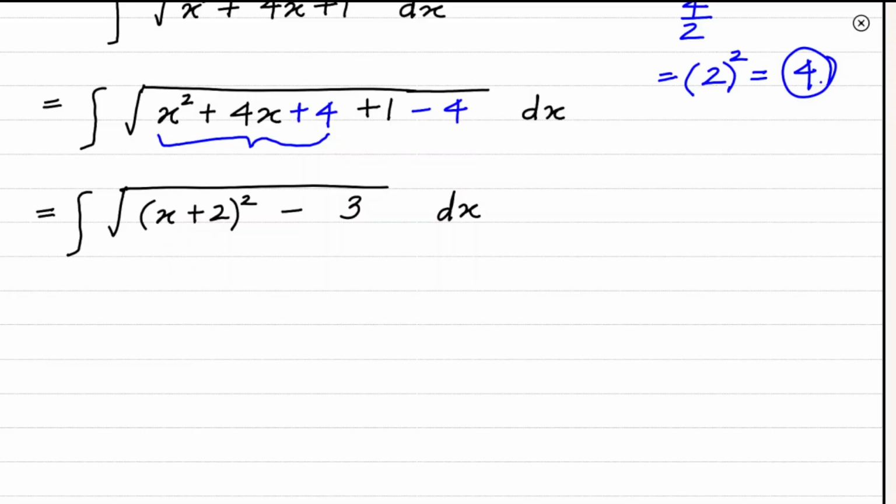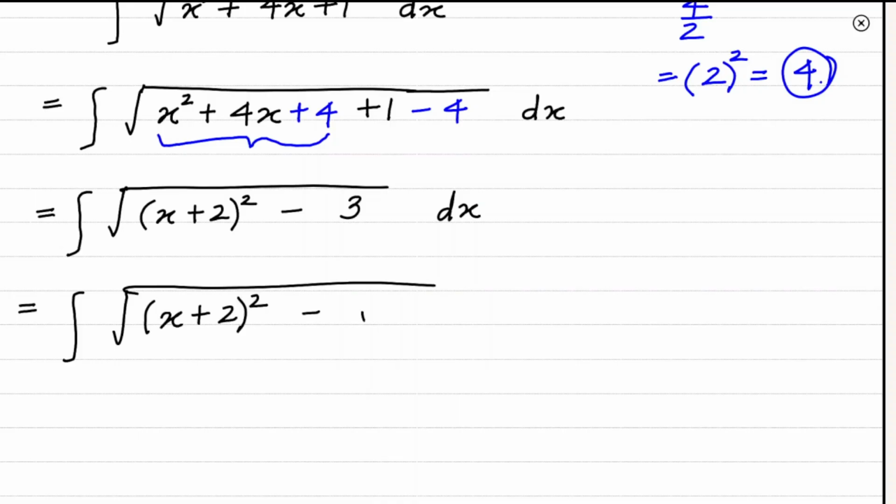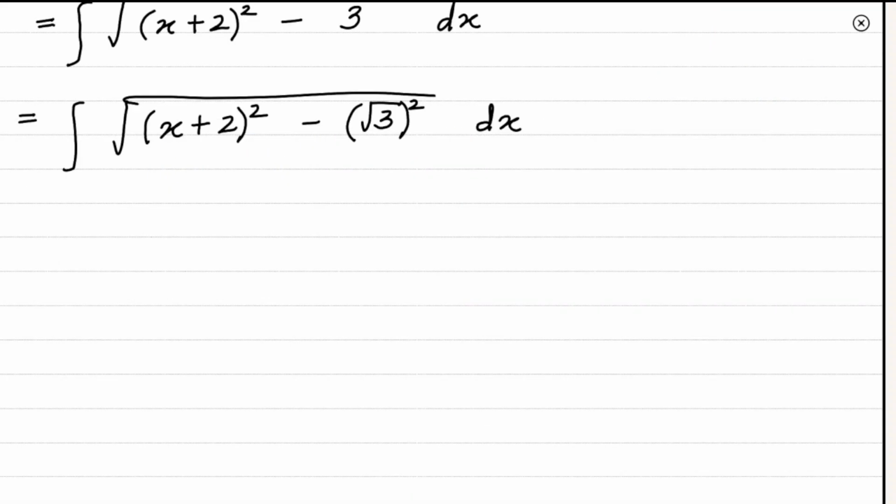After doing this, you can apply the formula. First of all, this 3 can be written as square root of 3 square. So we have the integral of square root of x plus 2 the whole square minus square root of 3 square with respect to x. Now, whenever you see a function which is of the type square root of x square minus a square, there is a standard formula that we would like to use.